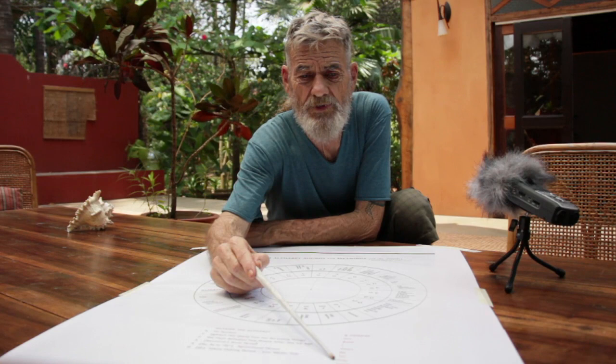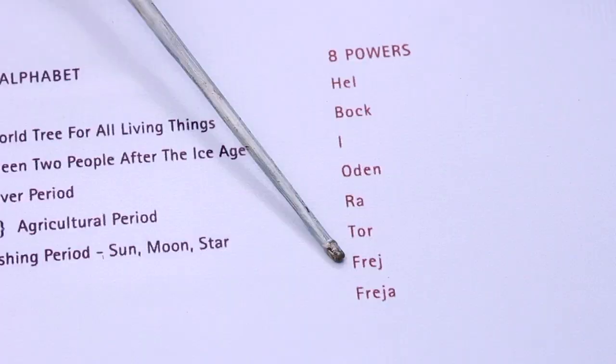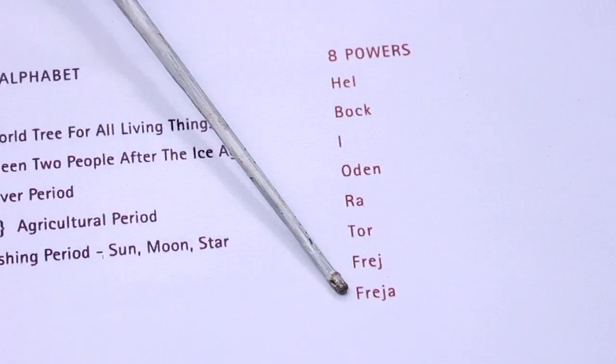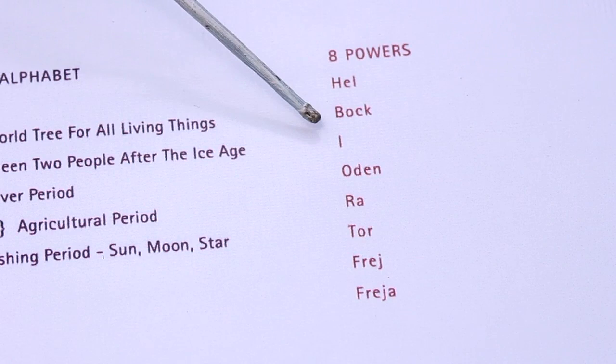The seventh power is called Frey, and Frey is the masculine. Frey is where Friday comes from, Frey's day. We have one English name, God Frey, the Good Friday. And the eighth power is called Freya. It's the infinity, it's the last, the eighth power. Freya is the feminine. She is the future. Eight powers: Hel, Bock, E, Uden, Ra, Tur, Frey, Freya.